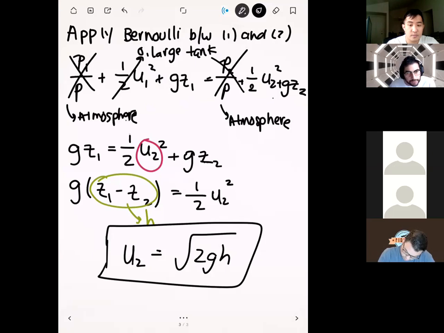So the initial velocity at point 1 is zeroed out because of the large tank at point 1. Exactly right. Because our tank is really large, we know the water level is going down, but it's going down so slowly that we can effectively assume it's zero. So the question is, U is velocity and Z is height? That's correct. U is velocity in this case.